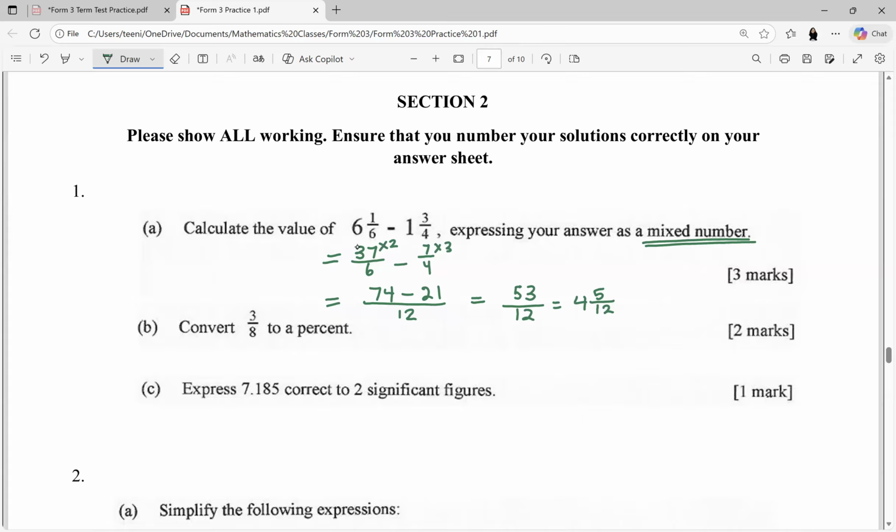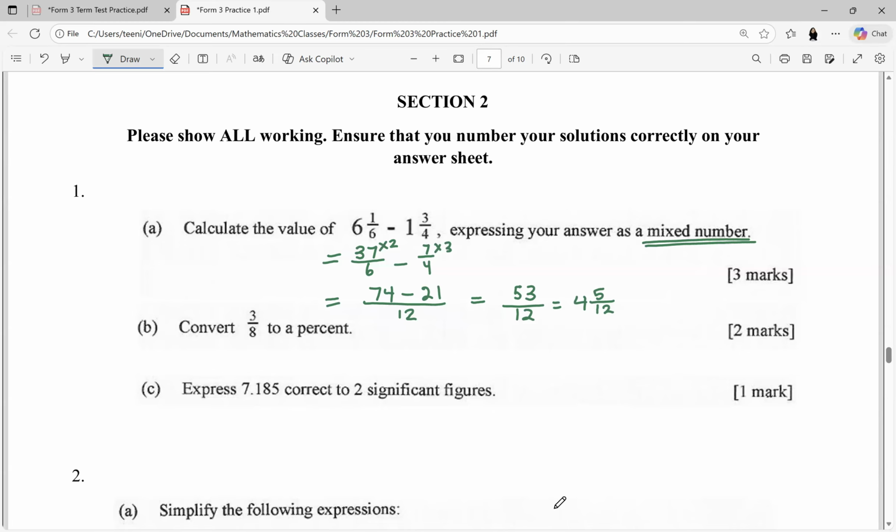Right, to convert 3/8 to a percent, everybody knows what is 3/8 as a percent? It's a popular percentage. Everybody knows what 1/8 as a percent is? Nobody?